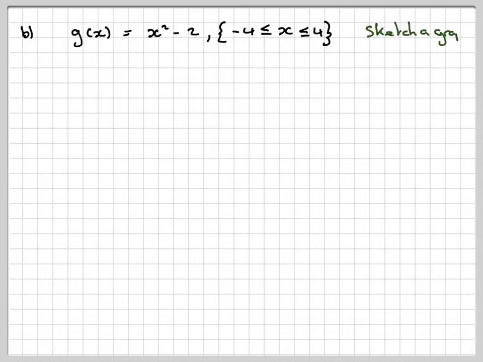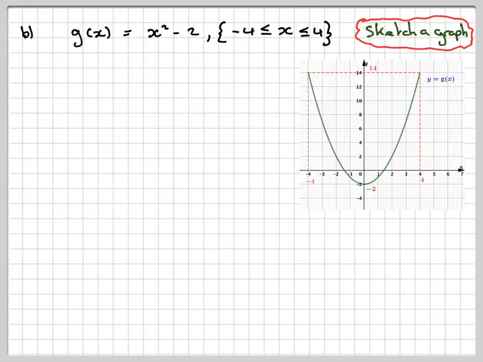Part B, we've got g of x is x squared minus 2 with x being from minus 4 to 4. This is an infinite number of values here, so we need to sketch a graph. If we sketch a graph, it's y is equal to x squared, moved down 2 units. It is defined from minus 4 to 4.